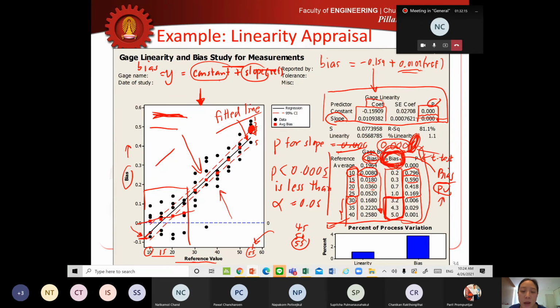Nakamon, one more time. For reference value of 35, do you accept that? And which numbers are you looking at? We accept the bias because the percent bias of reference number 35 is 4.3%, which is less than the acceptance criteria of 5%. Yes, very good. Okay, thank you.